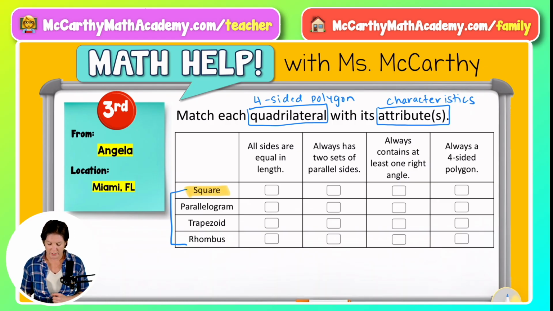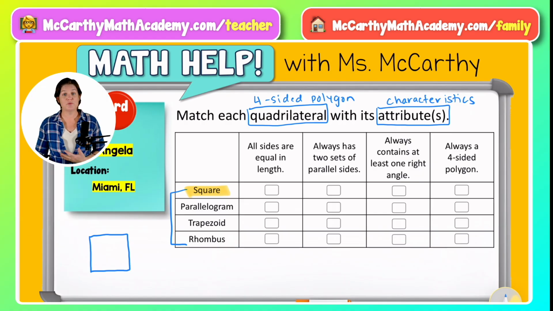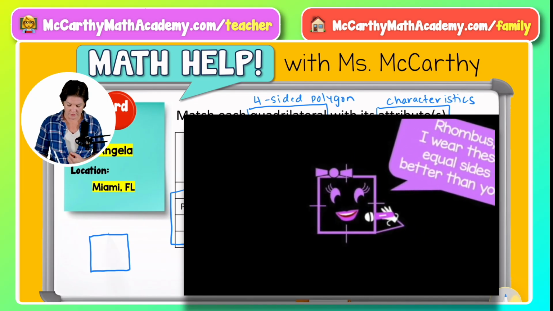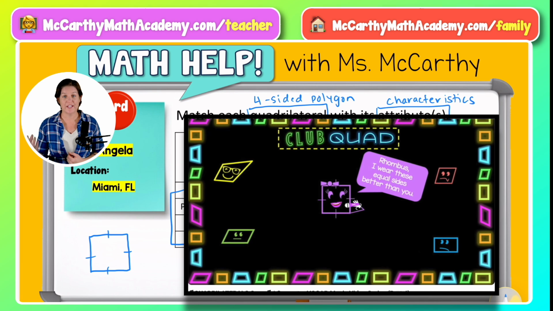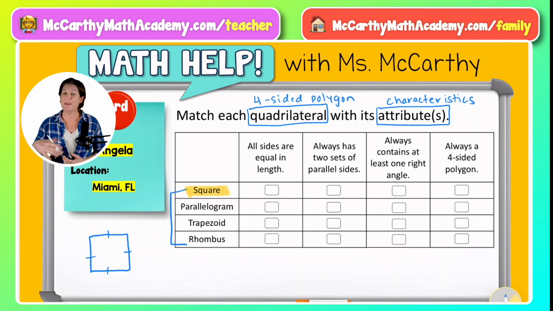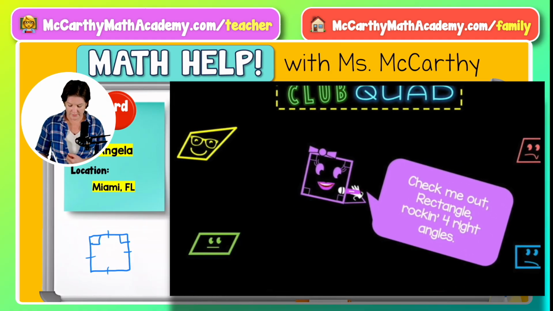Okay, looking at the square. What do we know about a square? Let me go ahead and draw a square right over here. A square has 4 equal sides: 1, 2, 3, 4. These sides are all equal. Another fancy word that students may see is the word congruent. Something else special about a square is that it has to have 4 right angles.